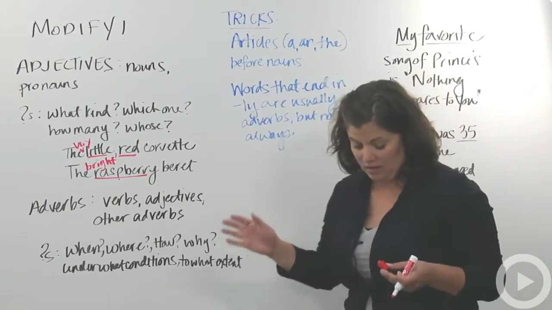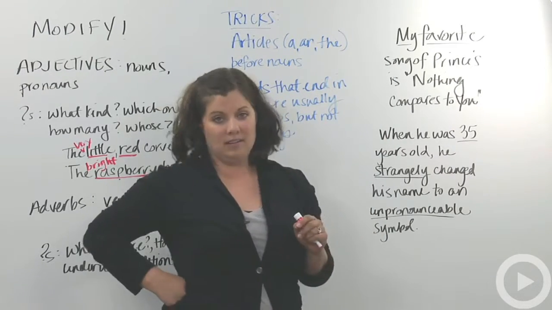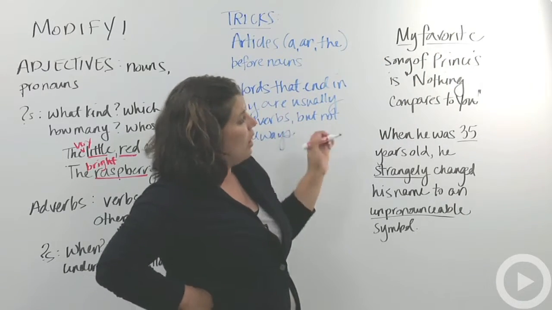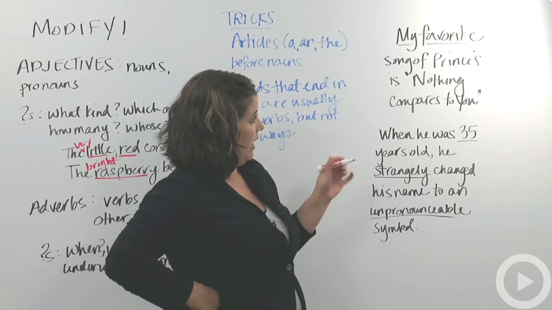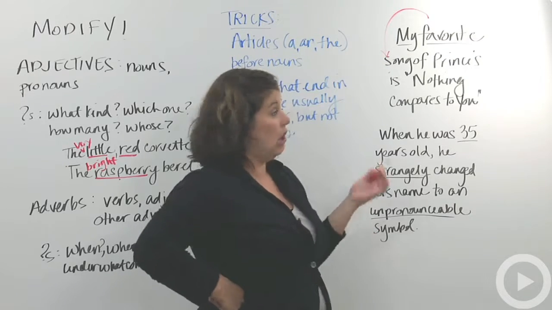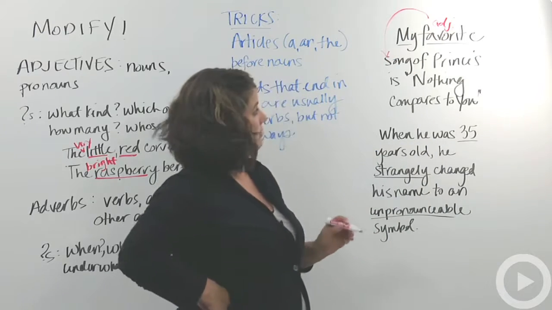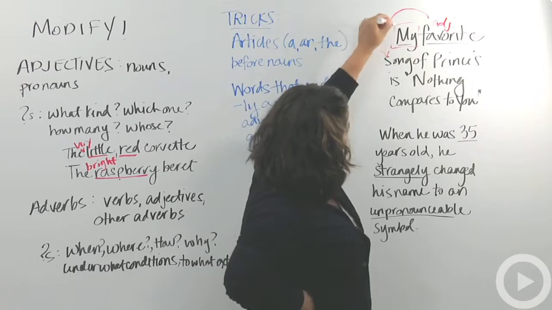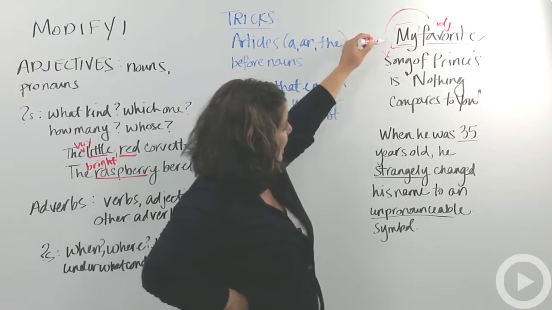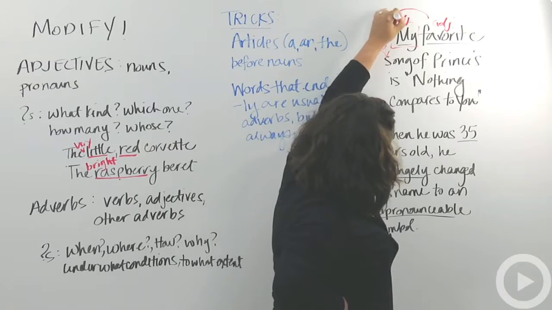All right, so if we're good on that, let's take a look at some examples. Here we've got my favorite song of Prince's is Nothing Compares to You. And we've got my and favorite underlined. What we've got to take a look at is what words these words are actually modifying or describing. So I know that favorite is talking about song. Song is a noun, so I know that favorite is an adjective. All right? Now the question is, is my describing favorite or is it describing song? Here it's actually describing song. Again, it's describing a noun, so we've got two adjectives.